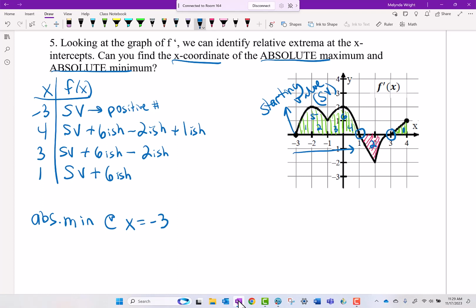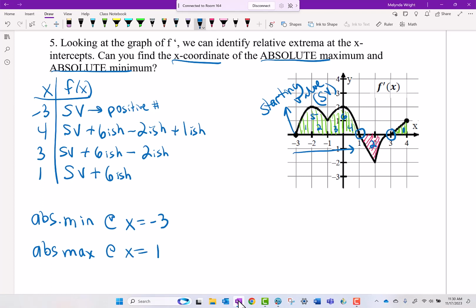Okay, so then where would our absolute max be? Where do we think? At 4, let's see, we add 6, we subtract 2, we add 1. So where does that put us? That would put us at 5, right? Because 6 minus 2 is 4, plus 1 is 5. So where should our maximum fall? At 1, right? Because that's just straight plus 6. So absolute max is at x equals 1.